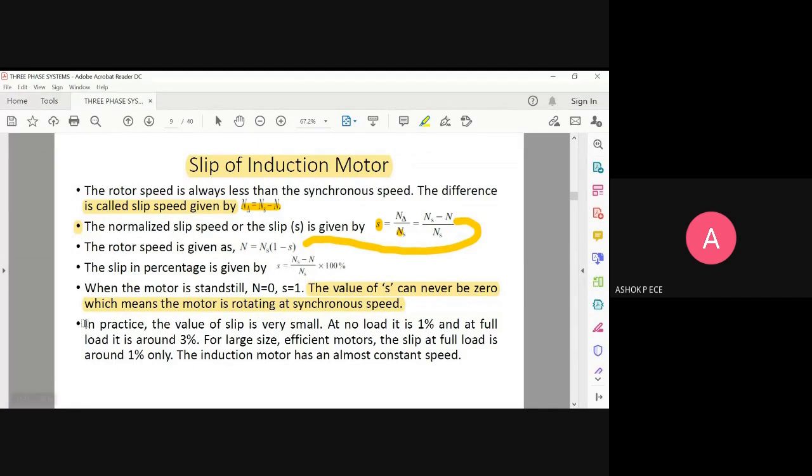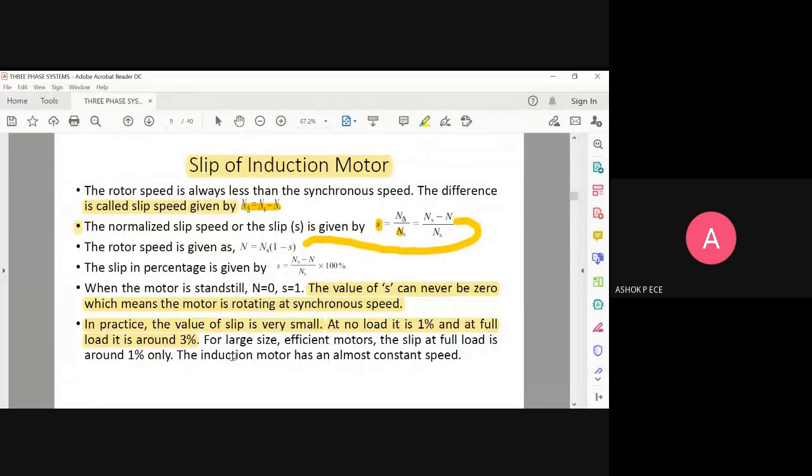In practice, the slip value is very, very small. Very small means the motor will try to run at Ns, but it will never be Ns. It will be running close to Ns. So at no load, the slip is 1%, and at full load, the slip is 3%, which means the motor will always run at 97% of your synchronous speed, or in the best case, at no load, 99% of your synchronous speed.